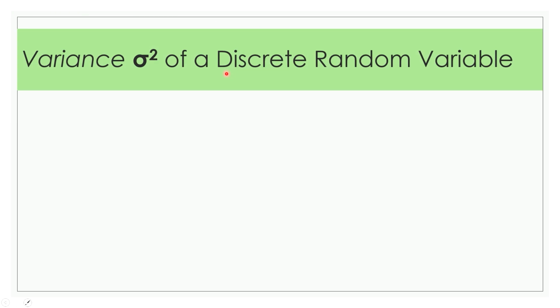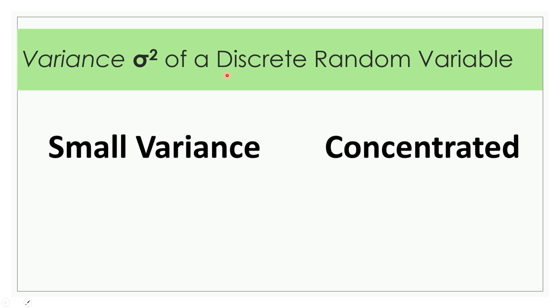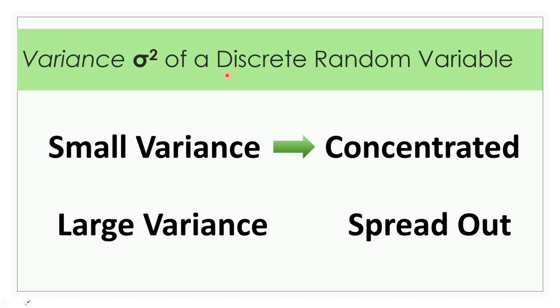Variance, denoted by the symbol sigma squared. The variance of a discrete random variable measures how far a set of data is spread out from the mean. A small variance means that the distribution of the random variable is quite concentrated around the mean. A large variance means that the distribution is rather spread out, with some chance of observing values at some distance from the mean.